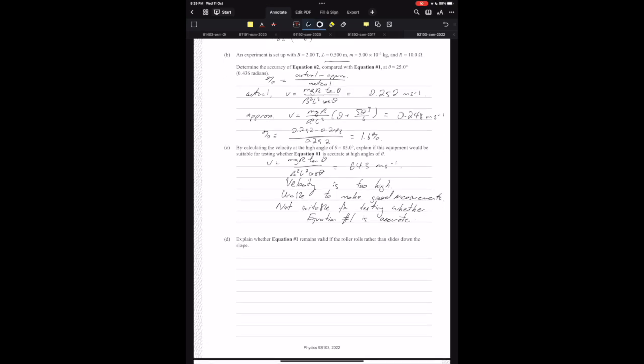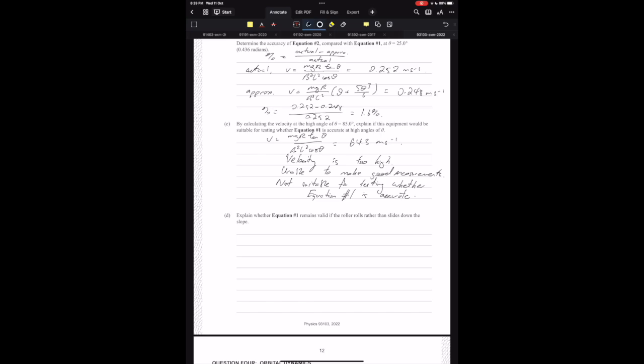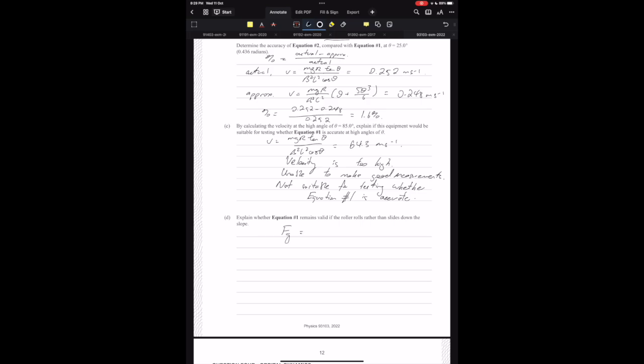Okay, great. Now we do part D of question 3. Explain whether equation number 1 remains valid if the roller rolls rather than slides down the slope. Okay, equation 1. If we remember back to our derivation of equation 1, we started with Fg equals Fb. So the weight force is equal to the magnetic force. And what I like to do is, if anywhere along our derivation we have a discrepancy, whether the roller rolling has an effect on the derivation, if it does have an effect, then equation number 1 is no longer valid. But if at no point during the derivation would the rolling have an effect, well, then equation number 1 should remain valid.